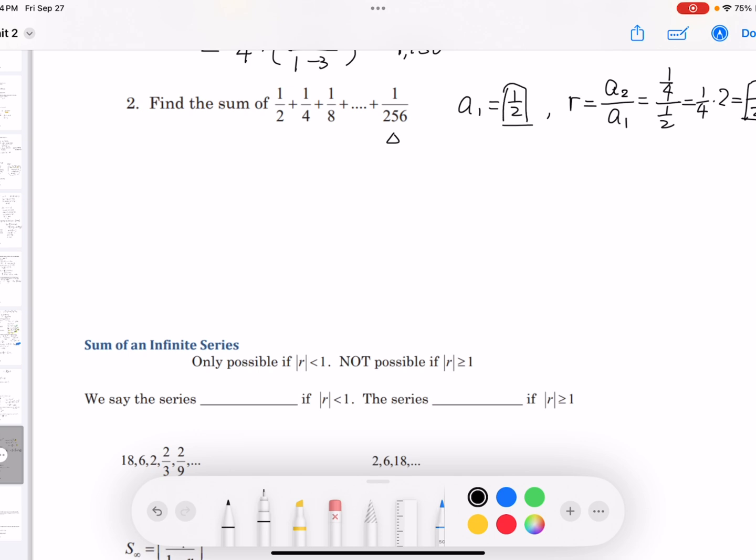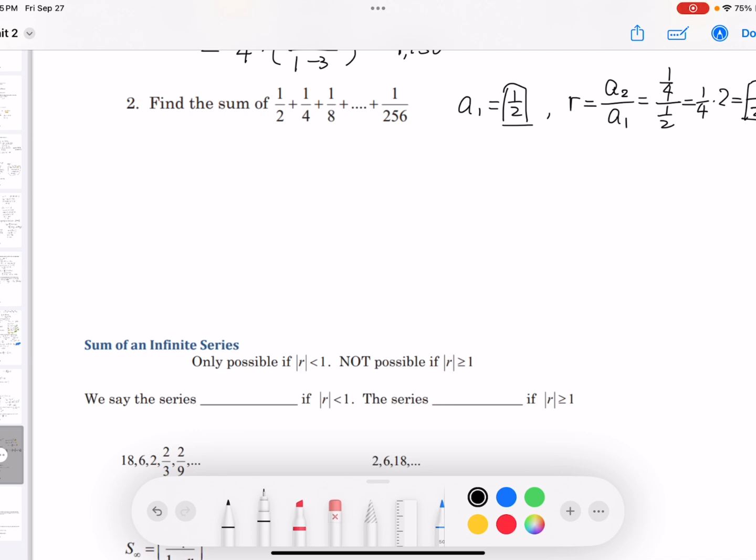But how to find the n? Because we have the formula for S sub n is equal to a sub 1 times 1 minus r to the nth power, all divided by 1 minus r. So we have a sub 1 and the r value, but how about the n value? We need to find what the last term is. What is the nth term? The nth term is given, but what is the n? Okay, let's erase this and let's find the n.